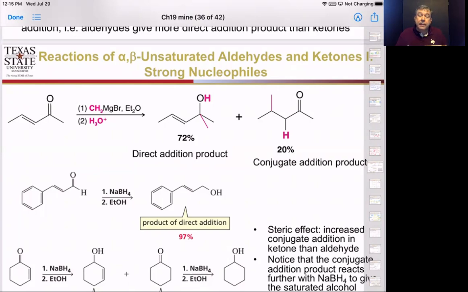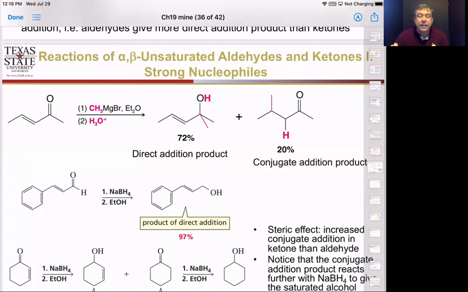However, we do see the effect of that conjugation, that partially positive charge on the carbon, because we do get some of the conjugate addition product. But because it's a strong nucleophile, it's going to prefer the direct addition product.